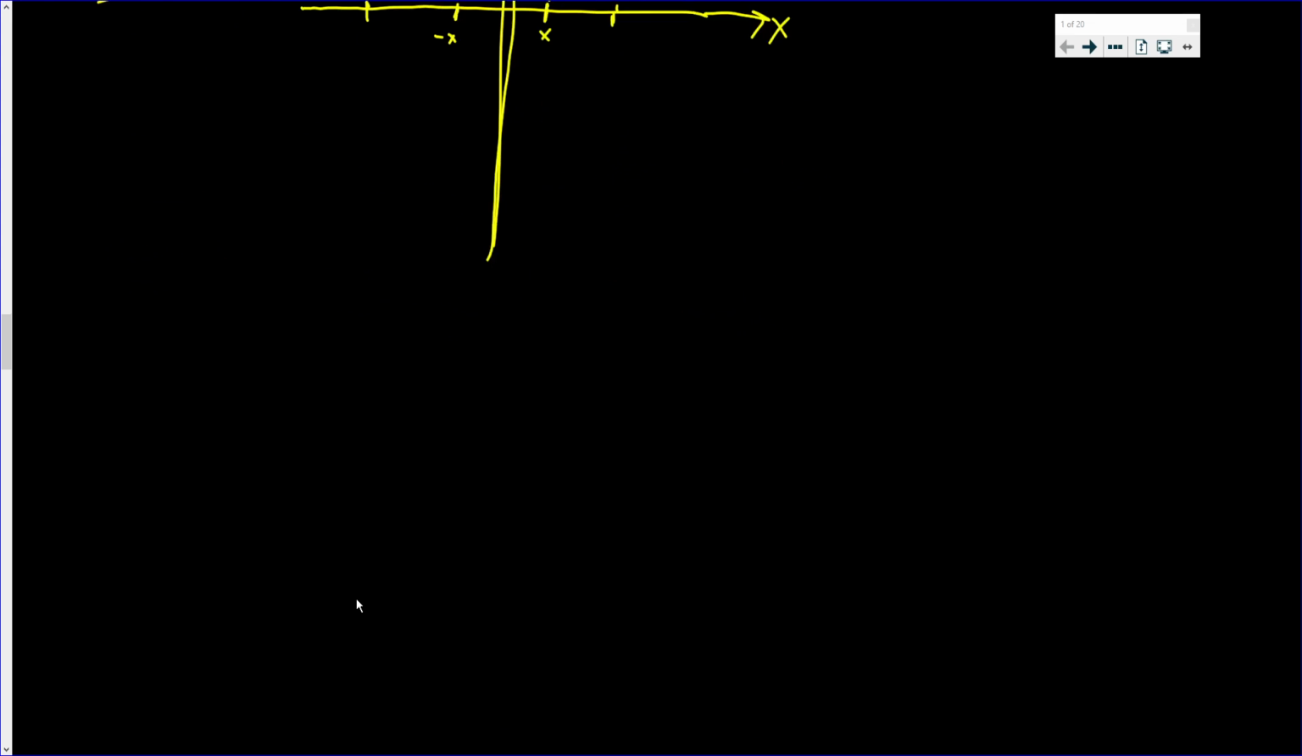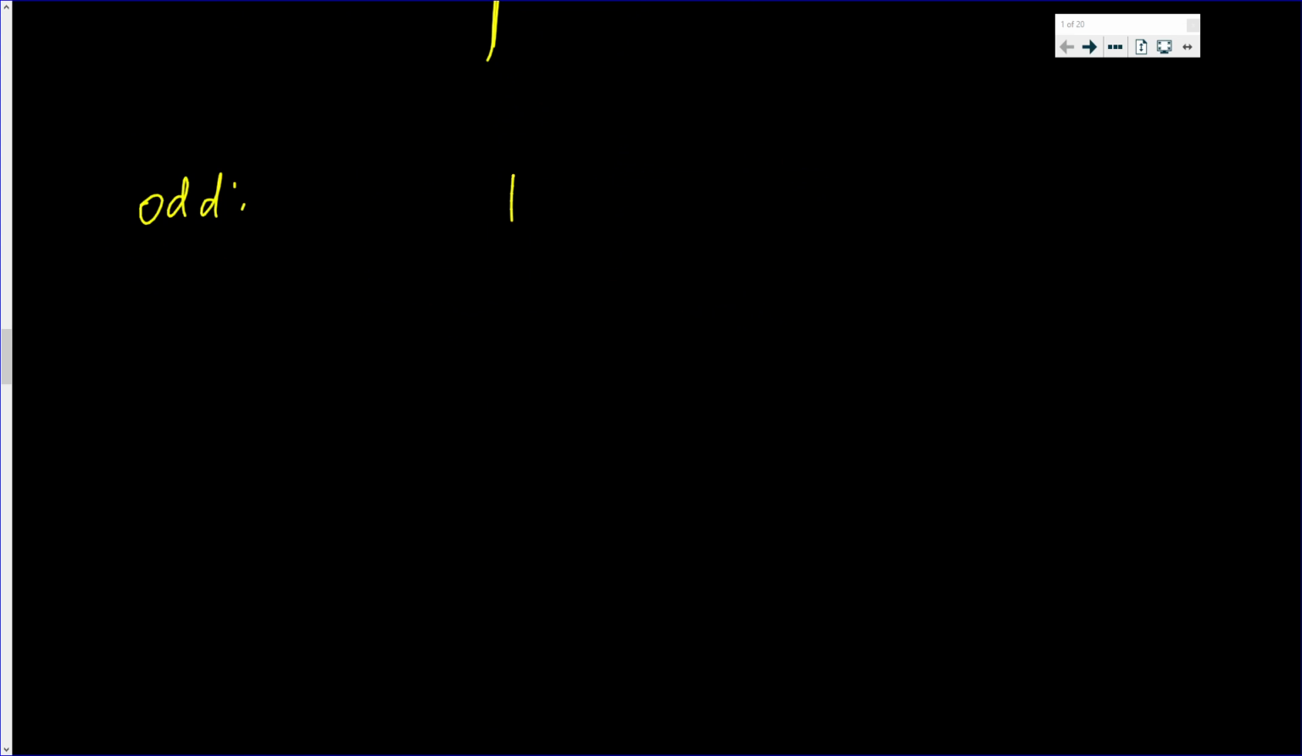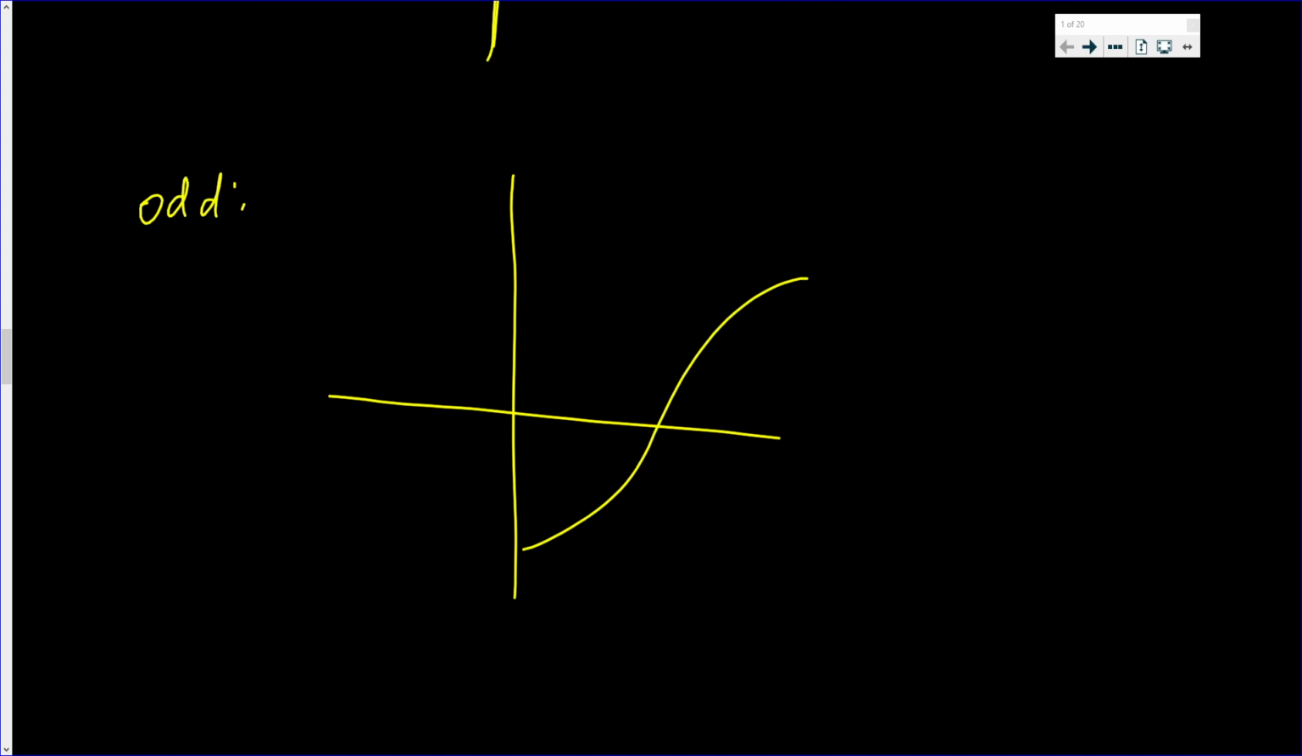Now, what happens if f of x is an odd function? And suppose that you know that it goes like this. Now, let me draw this more horizontally.